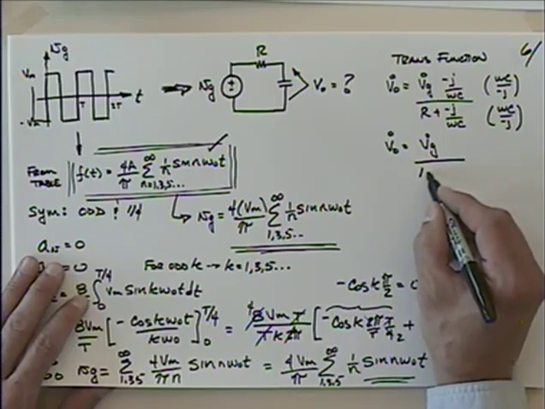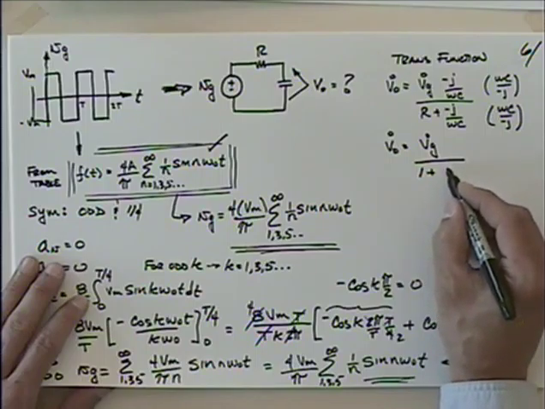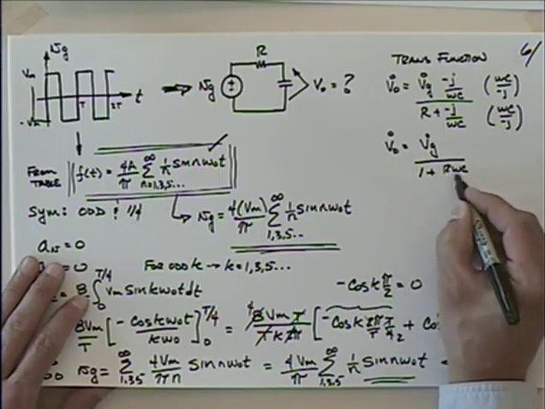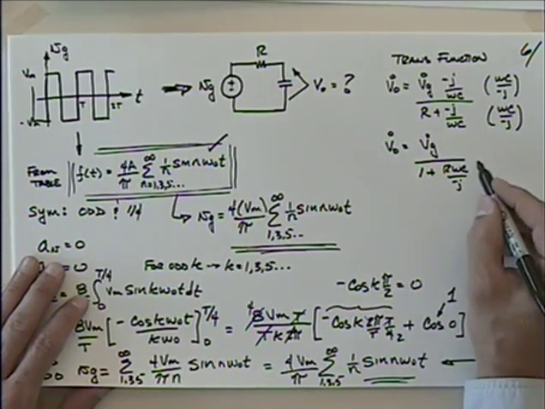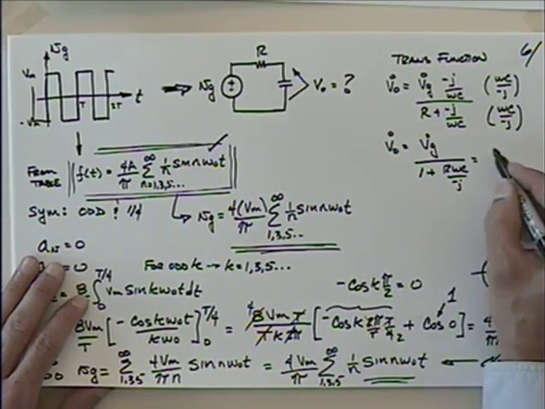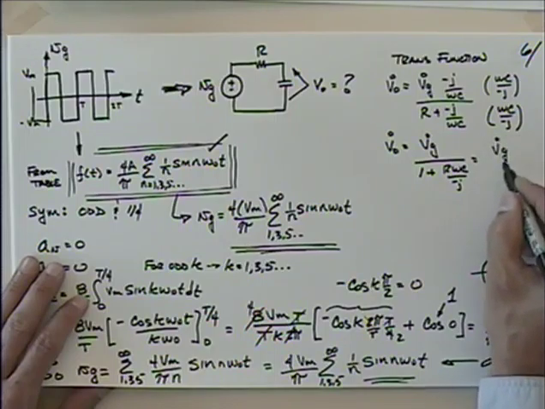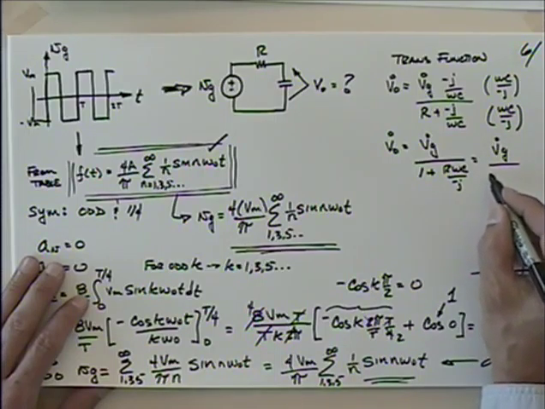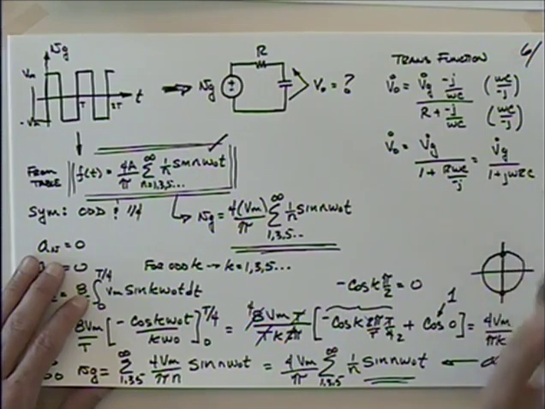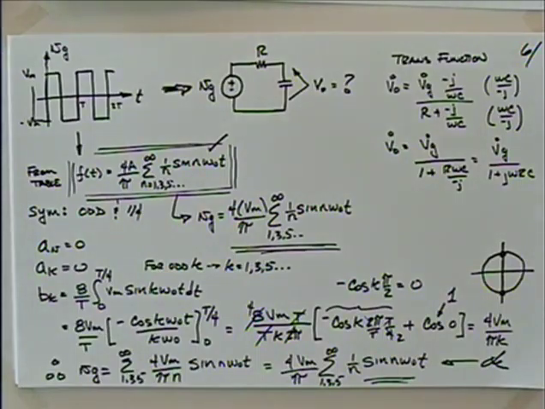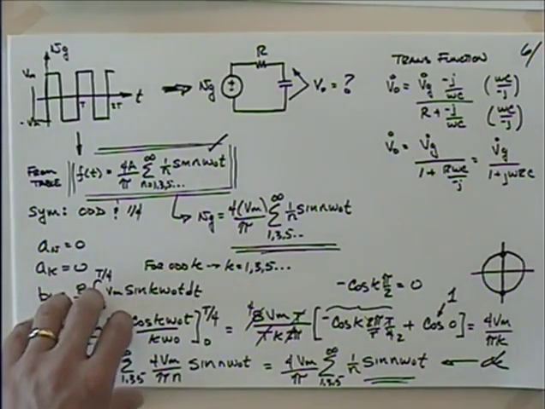plus j omega RC divided by minus j. Is that how that works? I think I'll get that j up in the numerator, so I could really say that this was equal to V sub G divided by 1 plus j omega RC. I think I can say that. So that's kind of nice. That's my transfer function.